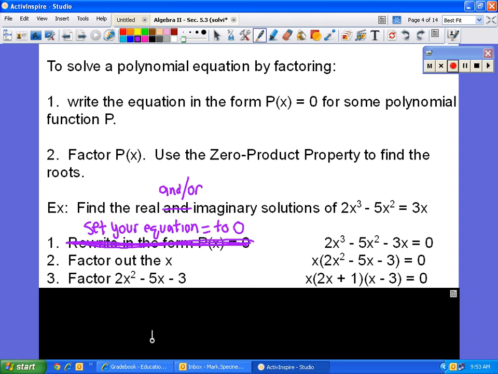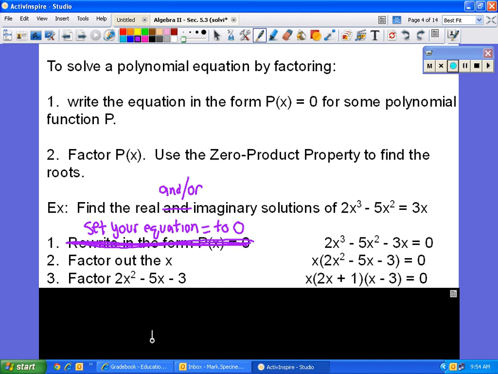This is where we use the zero product property. Basically, the zero product property says set each factor equal to 0 and solve for x. Now we learned a shortcut for this one. What's x minus 3? What makes x minus 3 equal to 0? What's my 0 for this? 3. Positive 3.